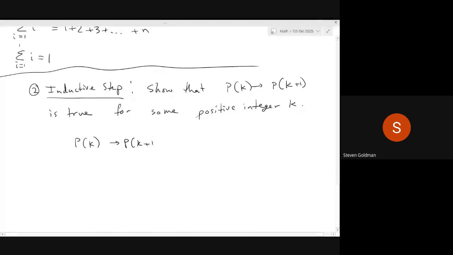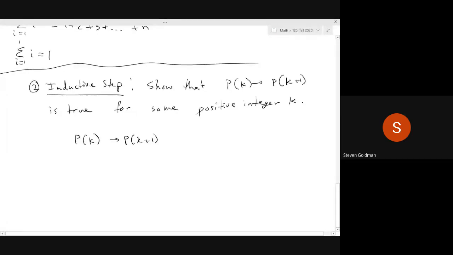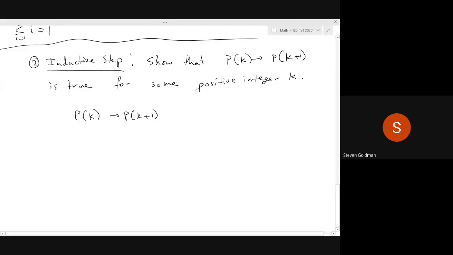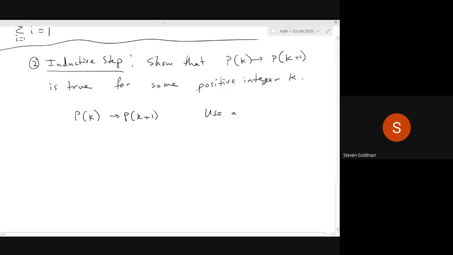Okay, so this is what we want to prove. We want to prove if P of k, then P of k plus 1. So we're going to do a direct proof. We're going to assume P of k is true and use that to show P of k plus 1 is true. Okay, so I'm going to use direct proof.